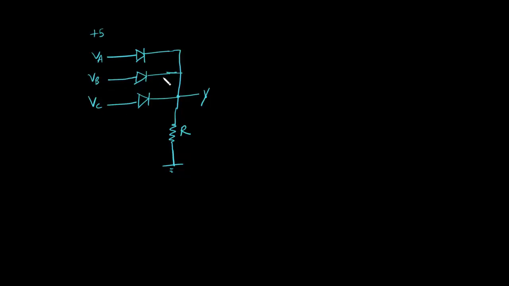Similarly, if others are 0 or 1, it doesn't matter. Similarly, we can see for VB also, if VB is plus 5 volt, then this becomes forward bias, and voltage at this point will be 5 volt. So we see that the equivalent logic becomes Y is equal to either A is high, or B is high, or C is high. So we have an OR gate here.